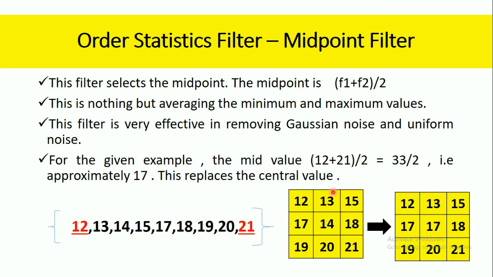Next we have another filter, the midpoint filter. In the midpoint filter we choose the minimum value and the maximum value, that is 12 and 21. We add them, that is 12 plus 21, and then take the average, that is (12 + 21) / 2 = 33 / 2, which is approximately 17. That 17 replaces the center pixel of this image, which is 14. This is the midpoint filter.